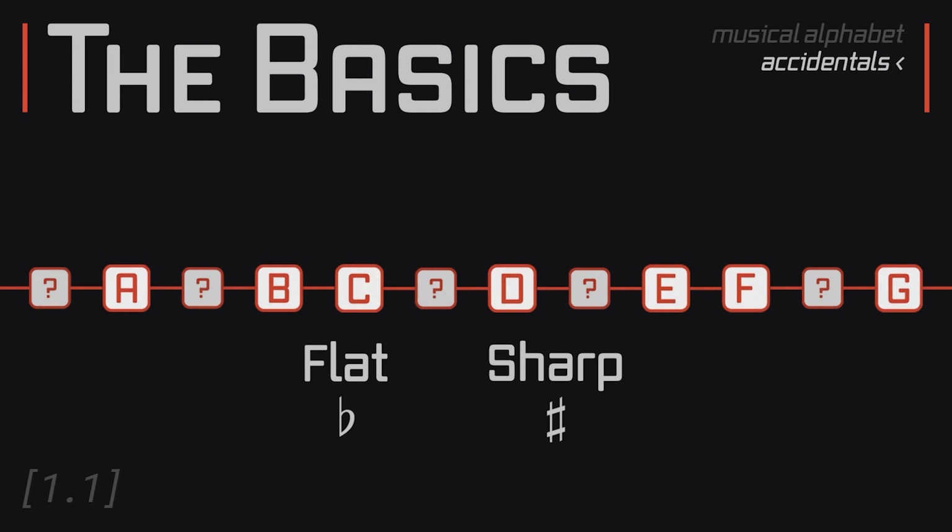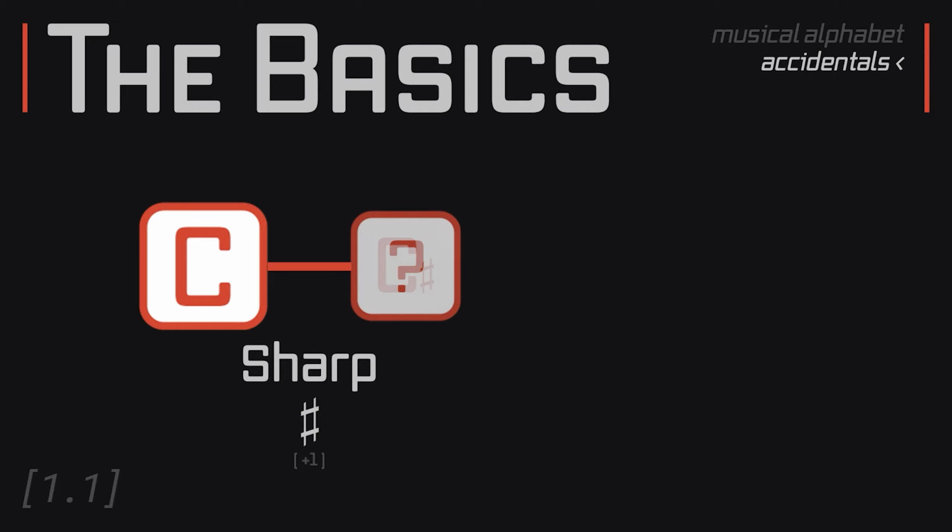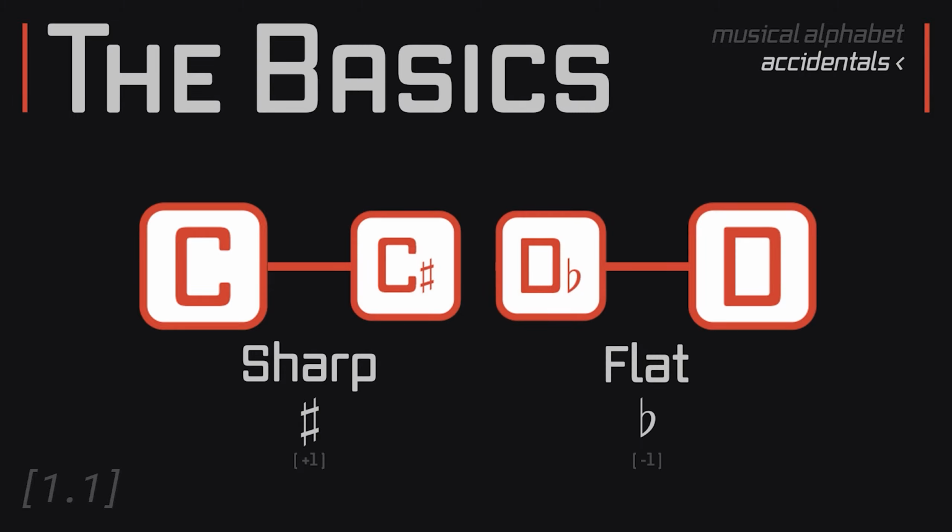If we were to number these boxes, we could think about sharps and flats as simple modifiers for a given letter, sharp meaning +1 and flat meaning -1. For example, C sharp is the next note up from C, and D flat is the note down from D.